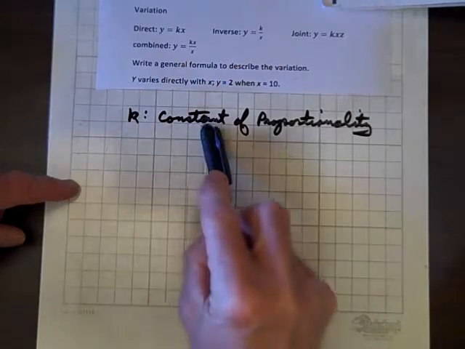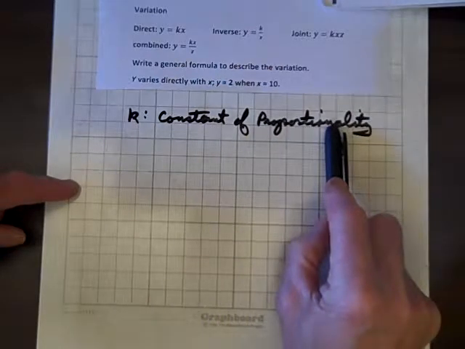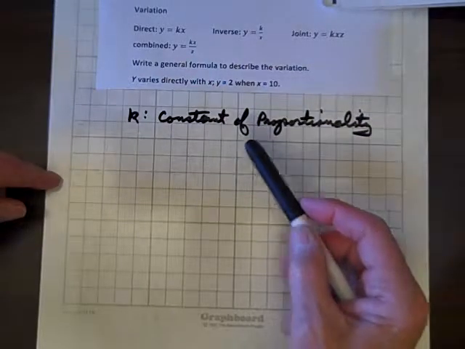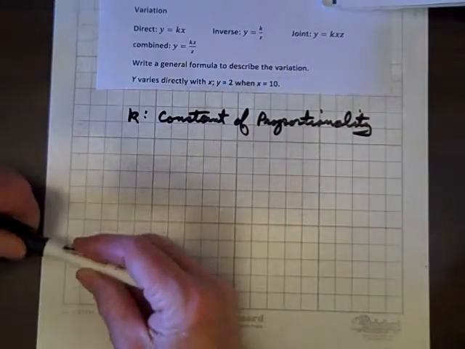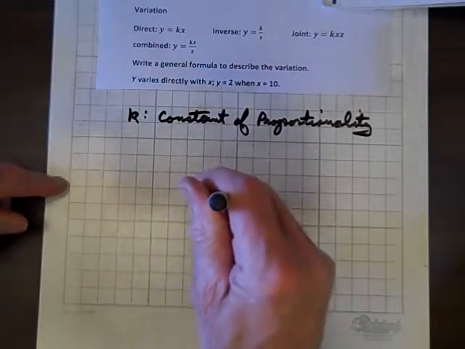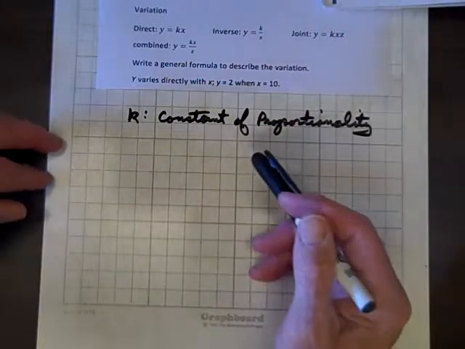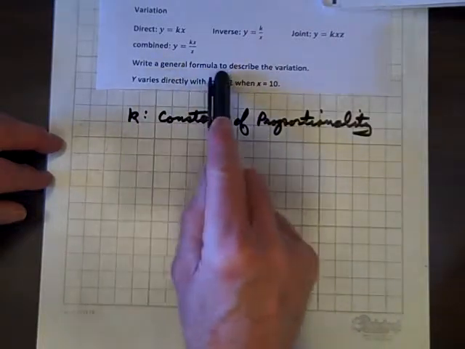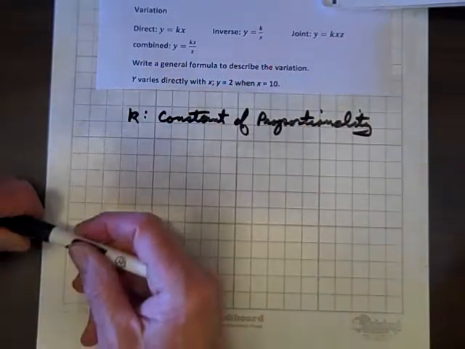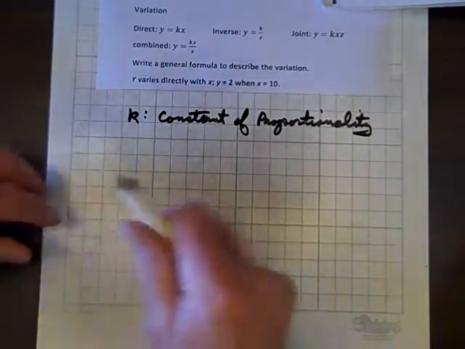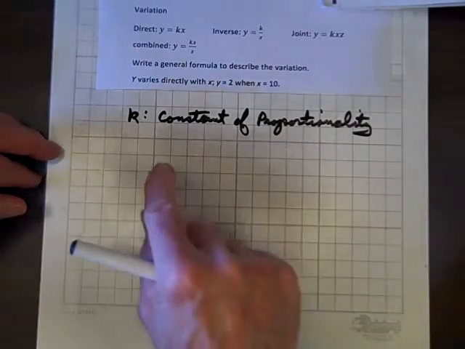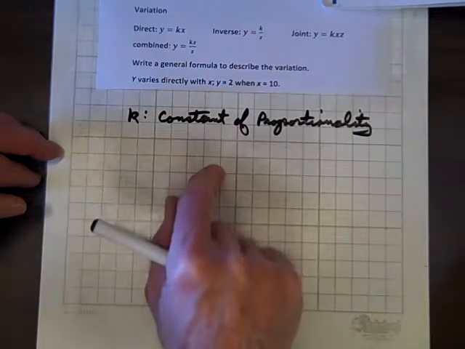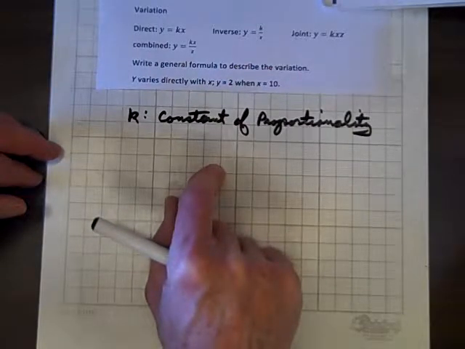Now this k is called the constant of proportionality. That is not a variable. We'll have to determine what k is given values for the variables. And then when we install that value of k into the structure of the equation, we will have the general formula to describe the variation. So also, how do we know which type of variation to use? Well, that will be stated within the context of the problem.